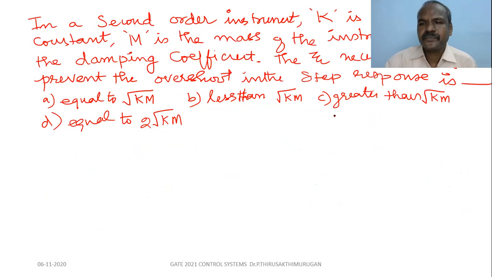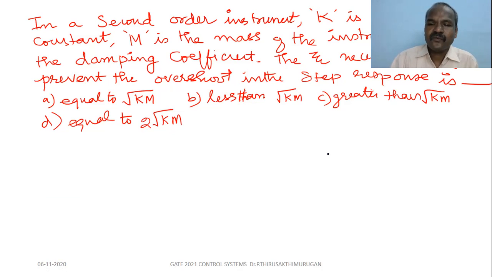Next question is, in a second order instrument, K is the spring constant, M is the mass of the instrument, and B is the damping coefficient of the instrument. What is the damping ratio? What is the damping constant necessary to just prevent the overshoot in the step response? How to prevent the overshoot?